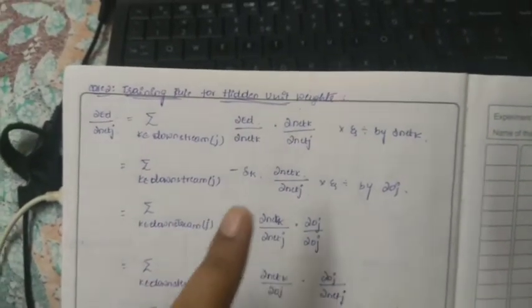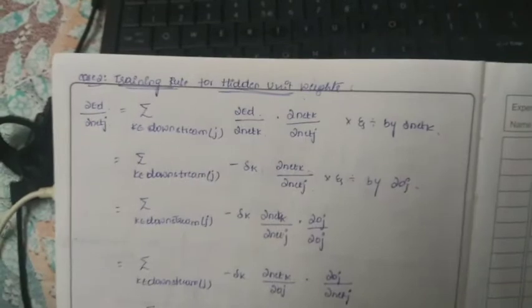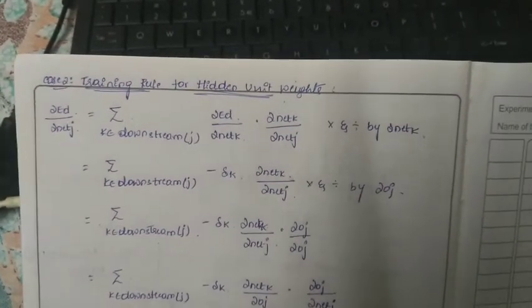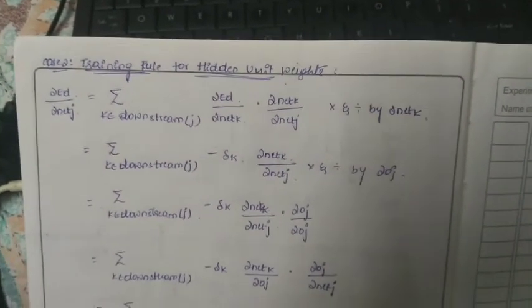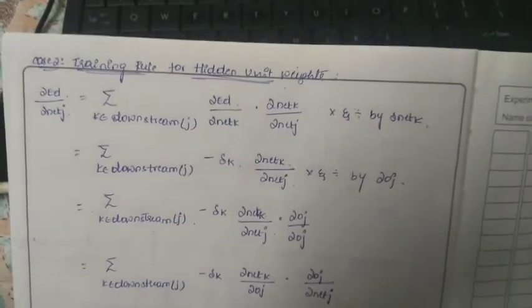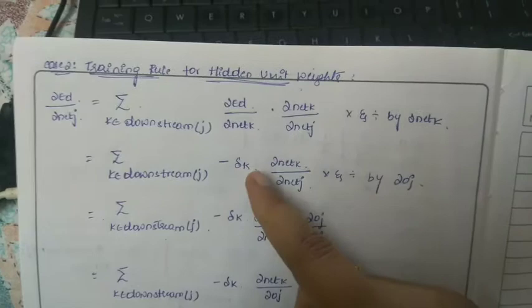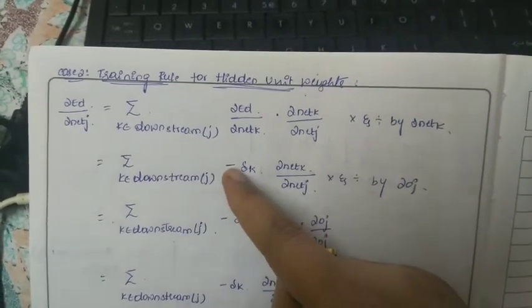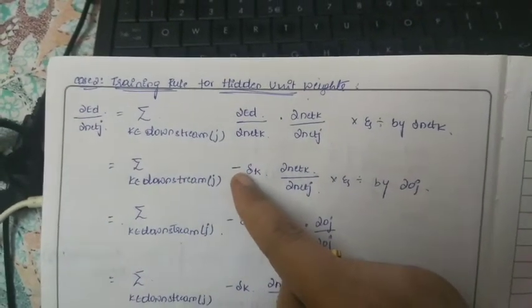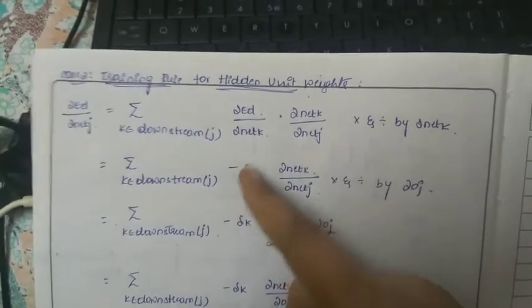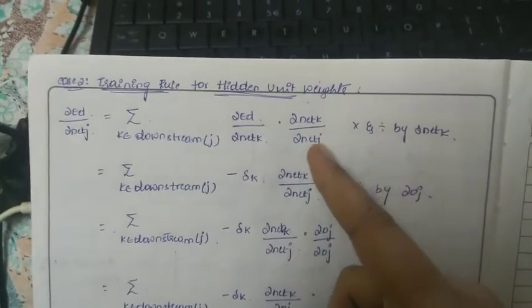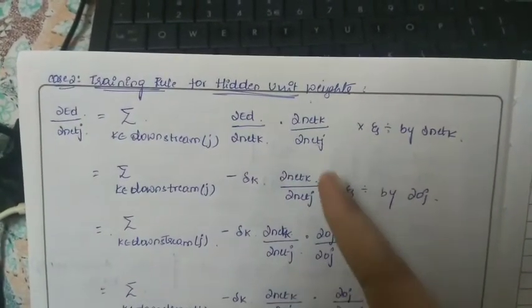So now when I multiplied and divided, we know that delta Ed divided by delta net k is nothing but minus delta k. The minus delta k indicates that it is a backpropagation constant. The negative sign indicates that it is downstream or backtracking, that is backpropagation. So what is left out here is delta net k by delta net j.